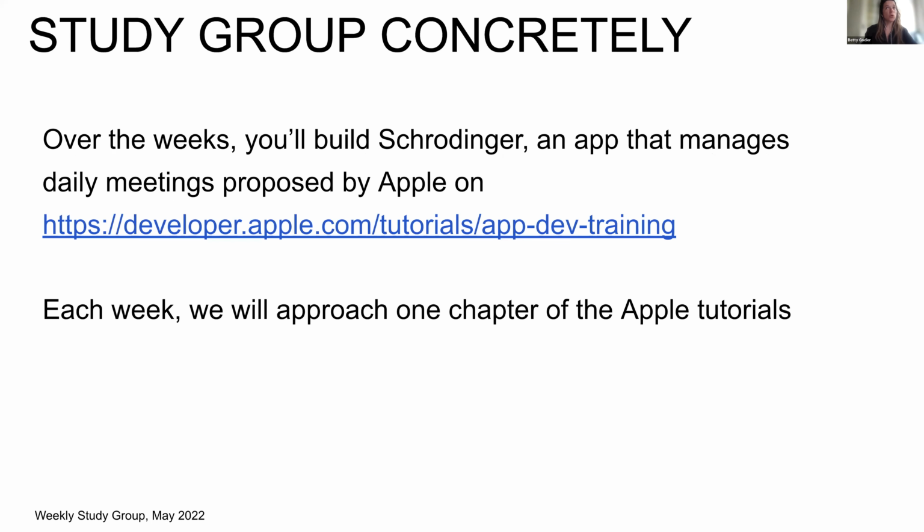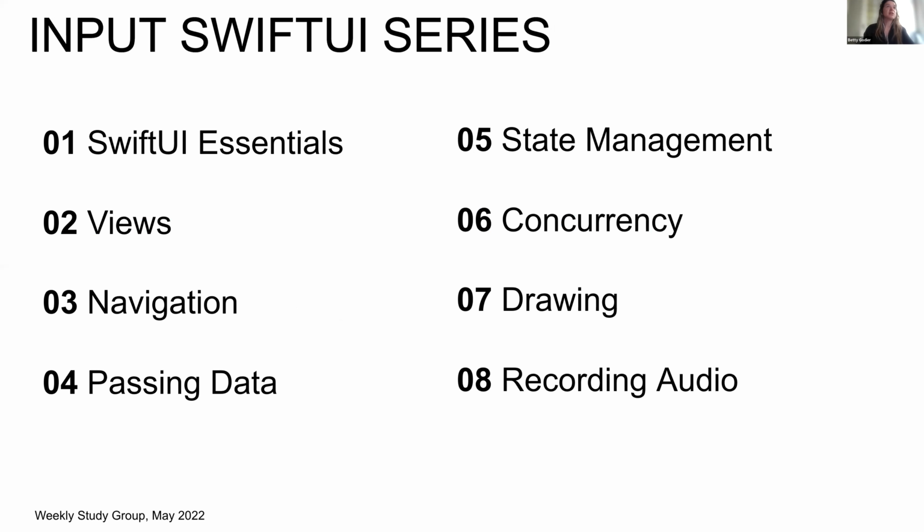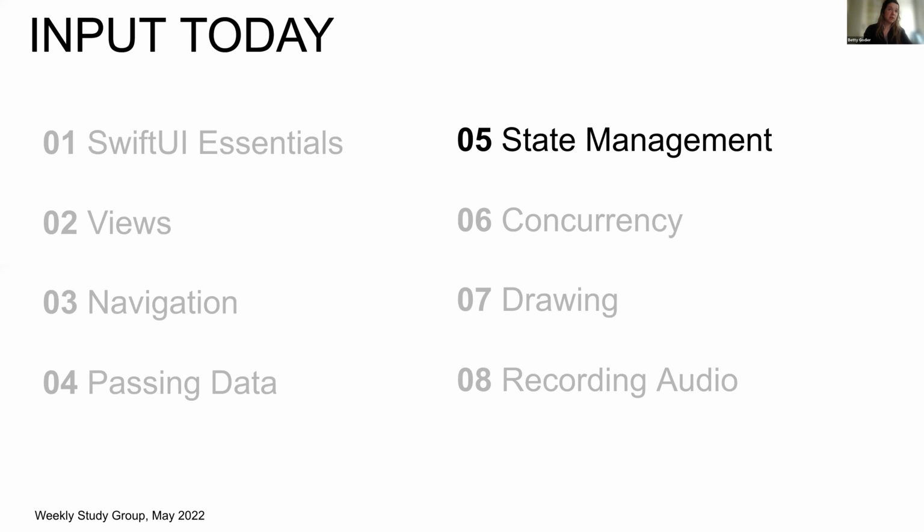Which one? This Scrumdinger application. As I already mentioned, we're following the tutorial, and we have an approach each week, each chapter, sometimes 2 weeks per chapter, depending. I prefer not to be too long, maximum 1 hour per week. So this is concrete. Here you can find the inputs. Today we will focus on state management.